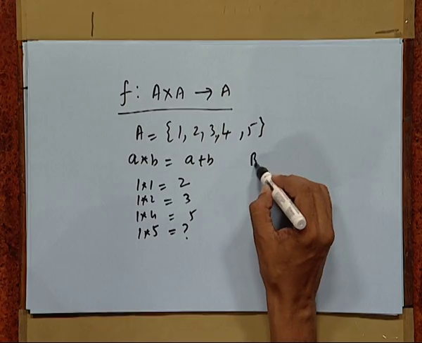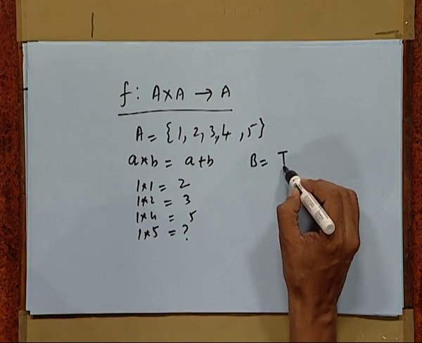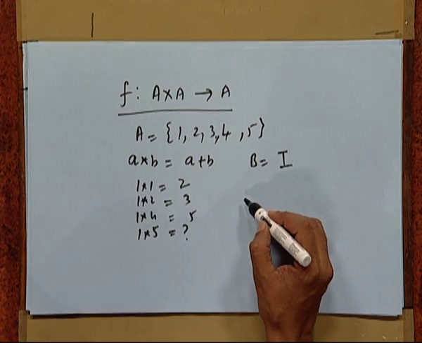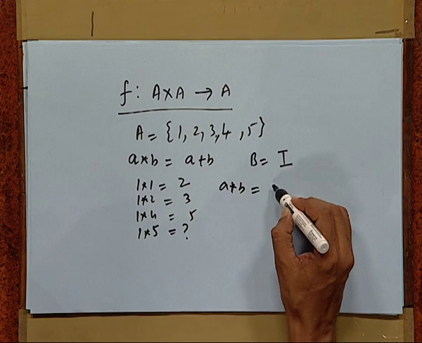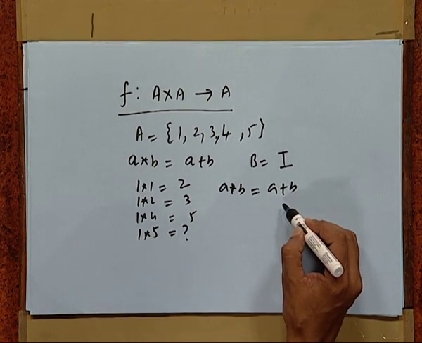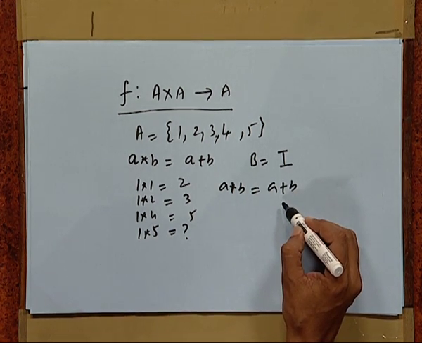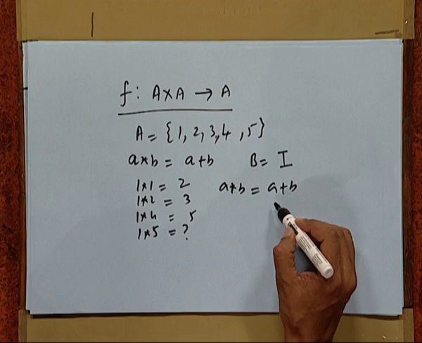Suppose our set B is set of all integers. In this case, the same operation A star B, A plus B does make a binary operation, because in this case the output of the two elements is ultimately a member of this set B. So, essentially for any binary operation the output has got to be inside the set.